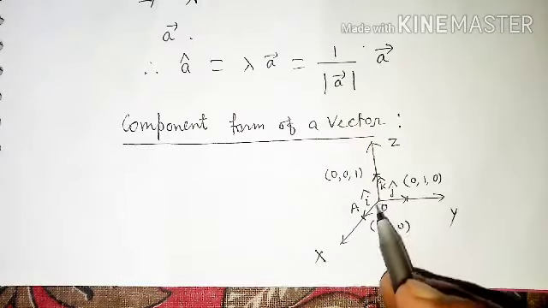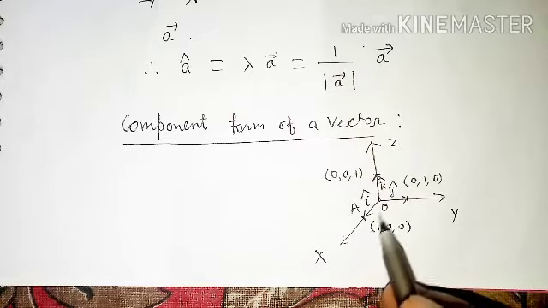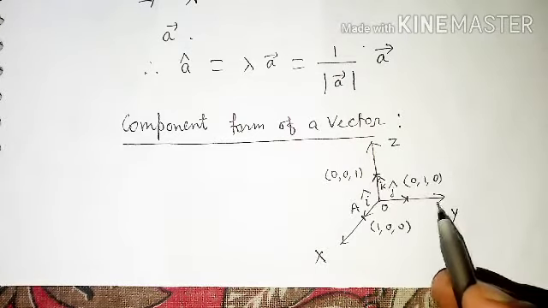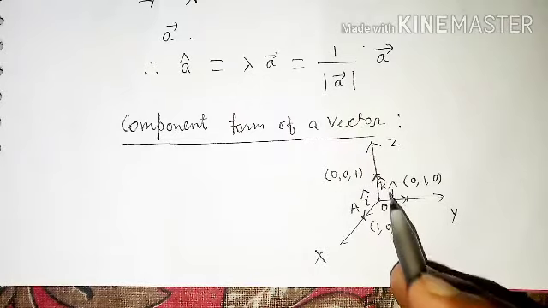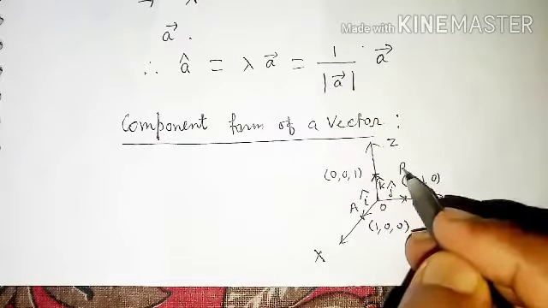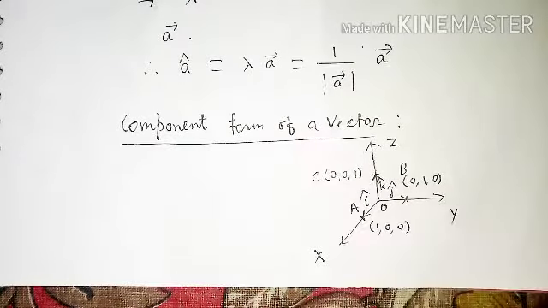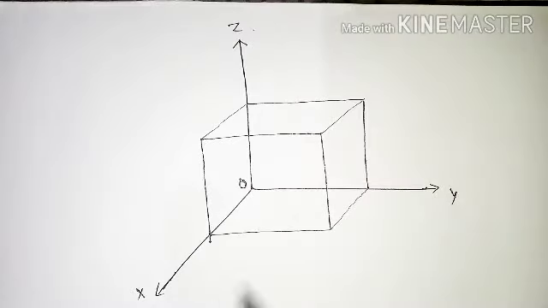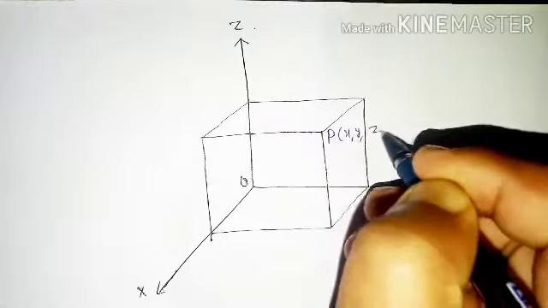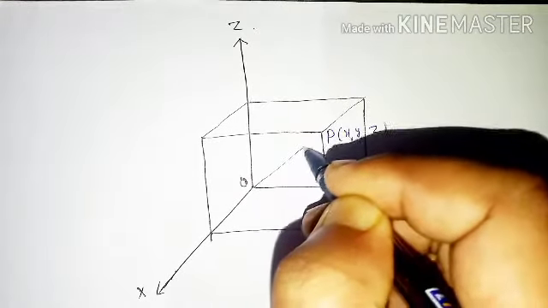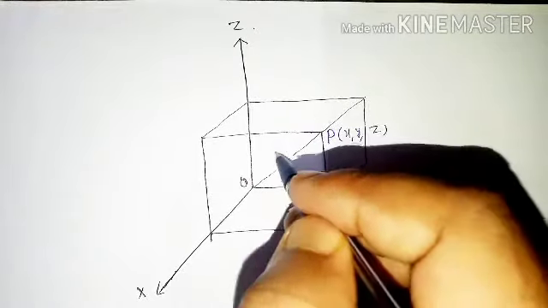Unit vector along the x-axis is denoted by i cap. Unit vector along the y-axis is denoted by j cap. Unit vector along the z-axis is denoted by k cap. This is point P (x, y, z), and this vector OP is denoted by vector r.